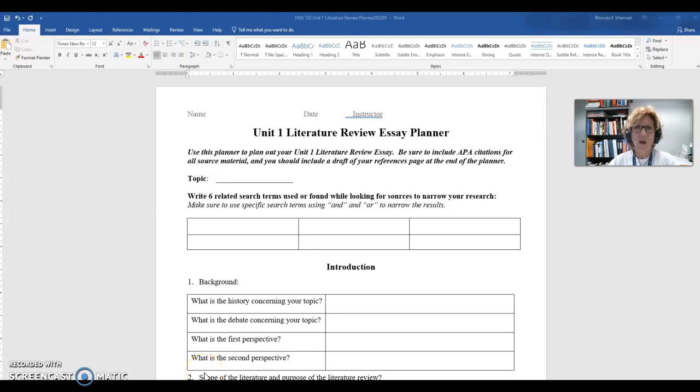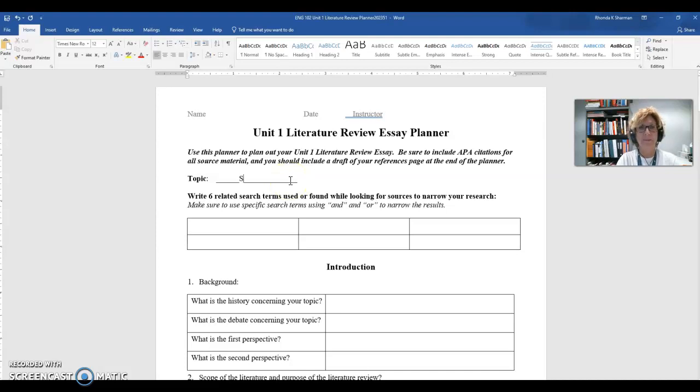Hi everybody. I want to go over how to fill out the Unit 1 Literature Review Essay Planner. So this is a worksheet that you are going to fill in based on the two articles that you found on your debatable topic. So the first item is simply to list your topic. So this should be your approved debatable topic.